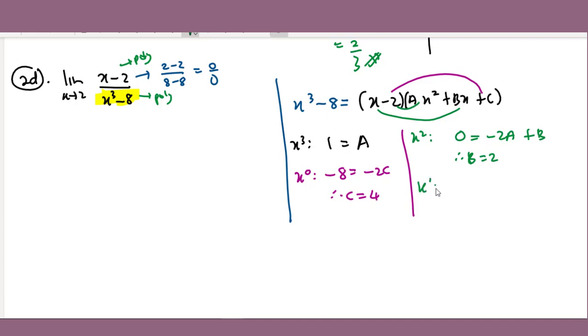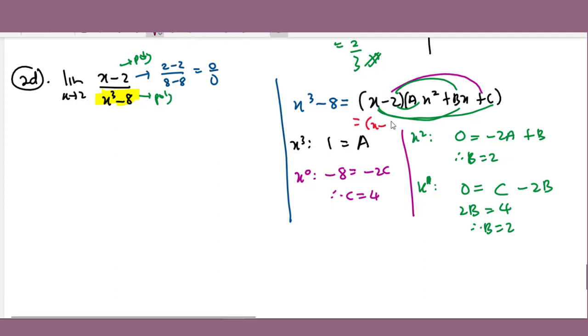Double check. Okay, compare the coefficient of x. This is no x on the left hand side, 0. Which one produce x? X times c, and negative 2b. Then c is equal to 4, 2b is equal to 4, therefore b is equal to 2. Then write down here: x minus 2, a is 1, x squared, b equals 2, plus 2x, and c is equal to 4, plus 4.